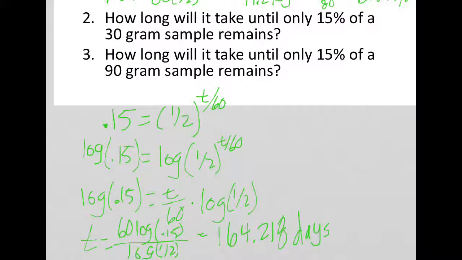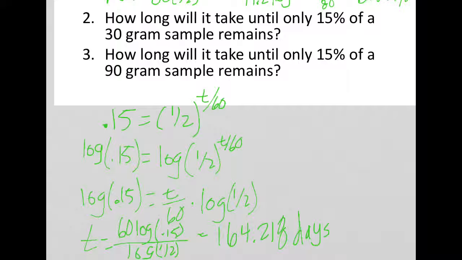But think about problem number 3. Problem number 3 is the same situation, but we want 15% of 90 grams. But here's the deal. It is going to be the same answer. Because think about how we solved that problem. We didn't do anything with the 30 grams.